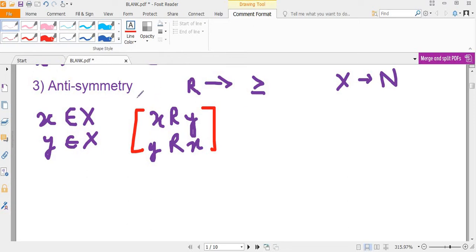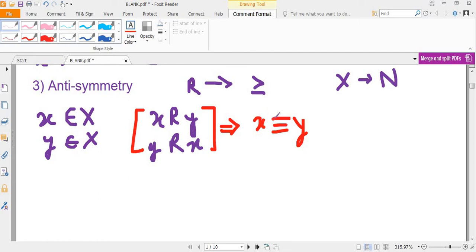If that is true, then for antisymmetry to hold, I should be able to conclude that x and y are not just related, but they have to be the same element. That is, they are identically equal. They are the same element. Why am I not putting the equal to sign? Because x may be anything.